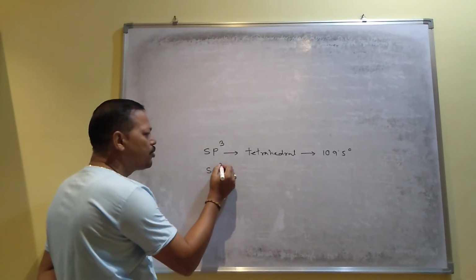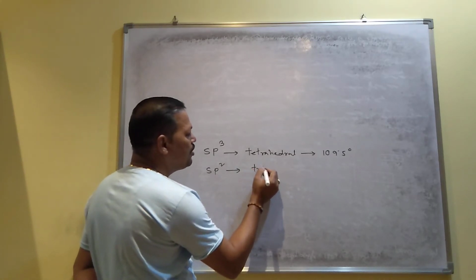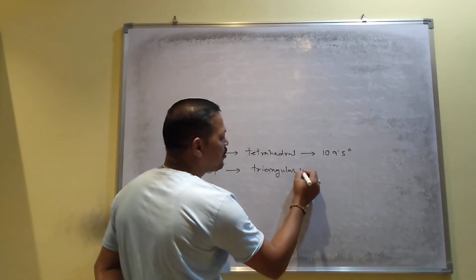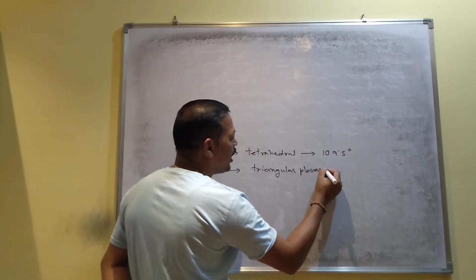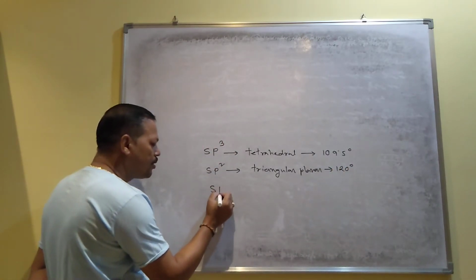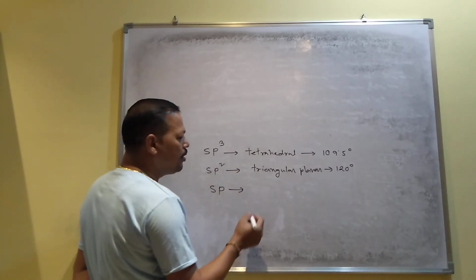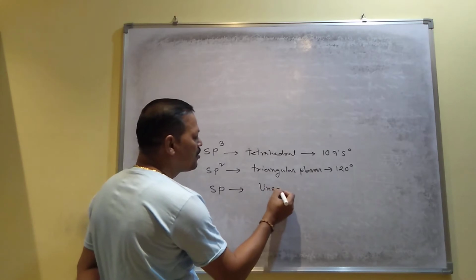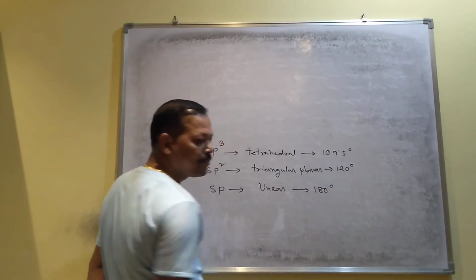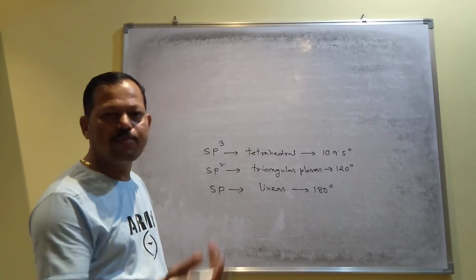When some atom undergoes sp2 hybridization, then the structure of the compound you will get is triangular planar, and the bond angle you will get is 120 degree. And when some atom undergoes sp hybridization, then the structure of the molecule will become linear. This is also a planar structure, and the bond angle you will get is 180 degree. So this thing you have to know, then you can find out the structure, also the bond angle present in the compound.